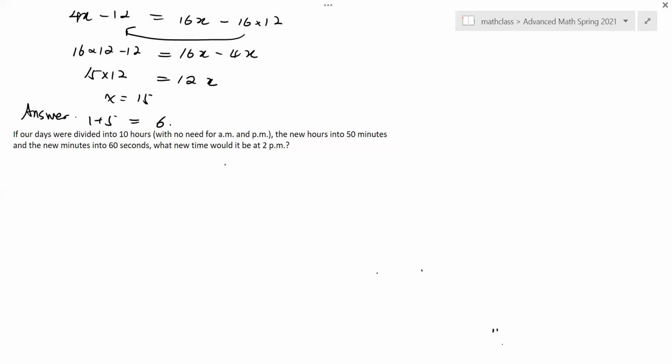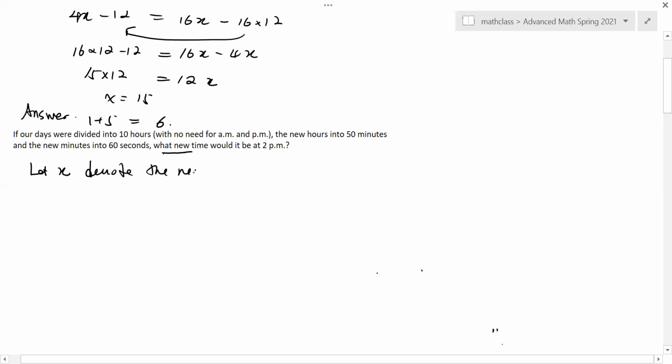10 hours, yeah, the whole day. 1 day is 10 hours here, 12 hours there. So what will the new time be at 2 o'clock? We can say let X denote the new time corresponding to 2 o'clock p.m.